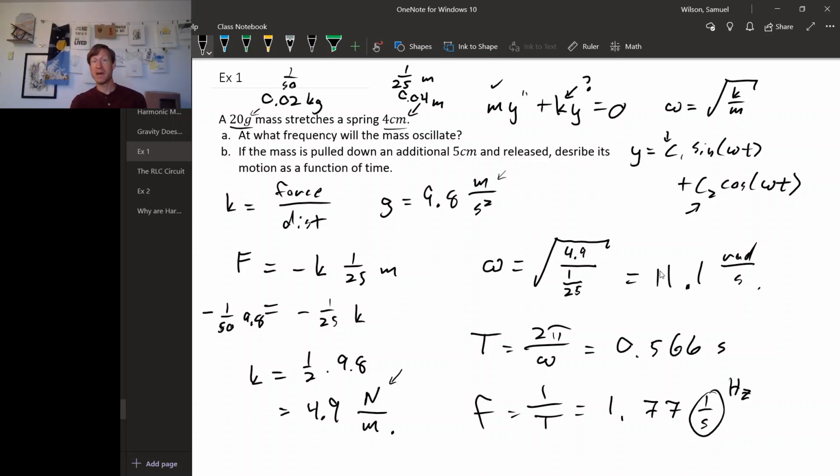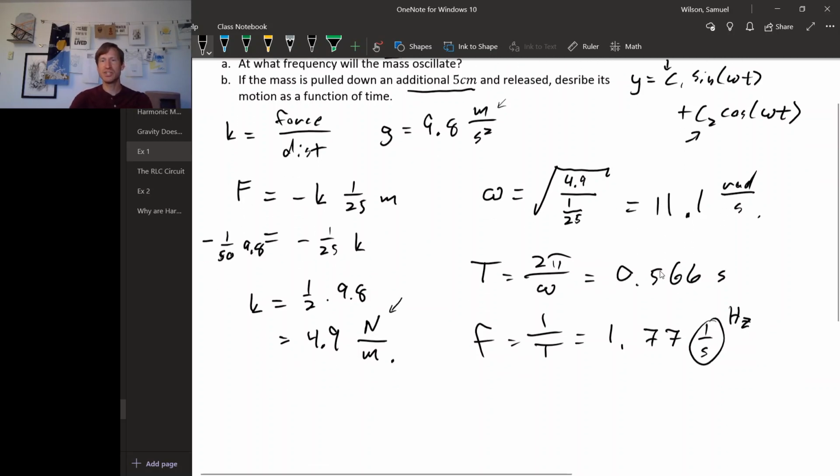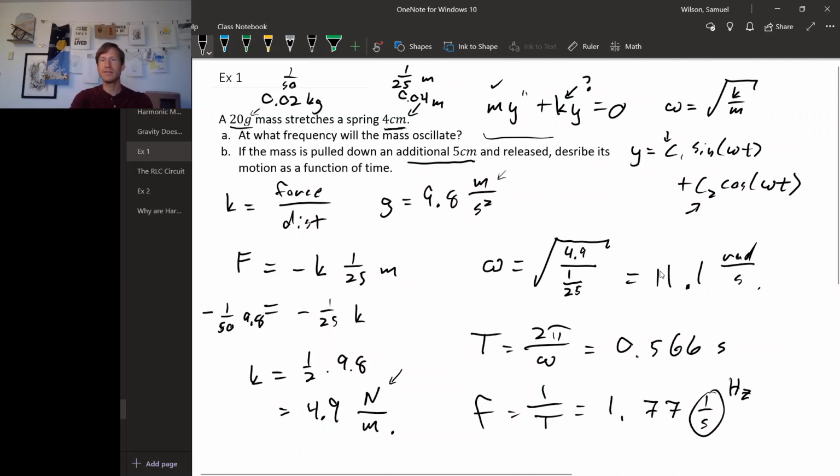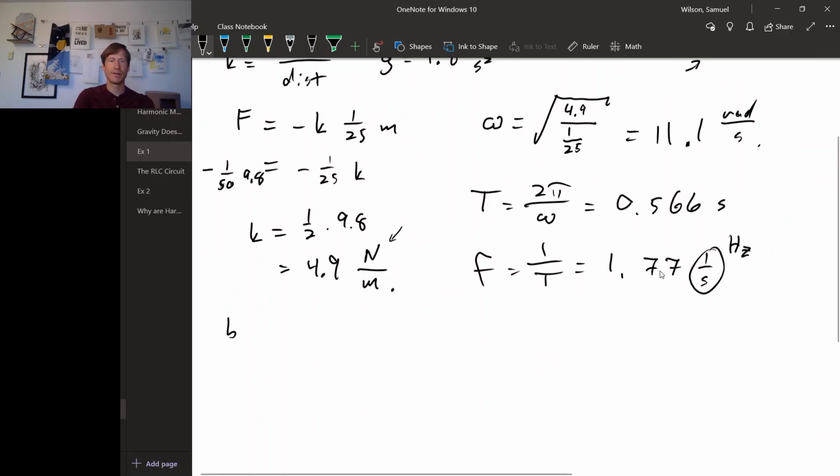Okay, now for part B. If the mass is pulled down an additional 5 centimeters, so additional, that is beyond the stretching happening due to gravity, and released, describe its motion. So remember this differential equation that we wrote down up here. This is the differential equation, assuming that y equals 0 is the equilibrium position. So this initial condition of an additional 5 centimeters means that y at 0 is minus 5, because we're stretching it down 5 centimeters below the equilibrium position. And actually it shouldn't be 5, but remember we're measuring distances in meters, so it should be minus 0.05.